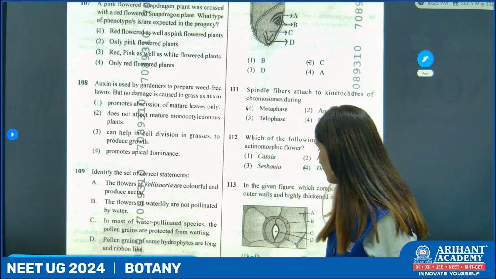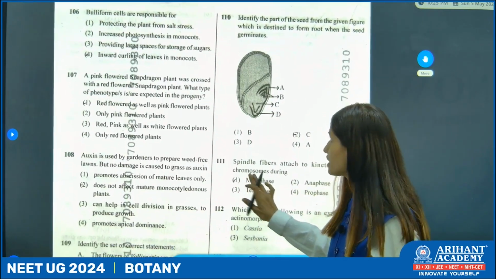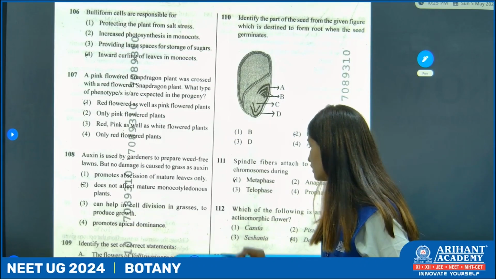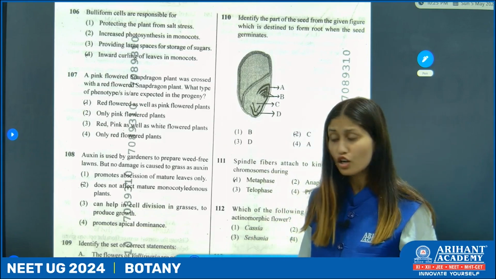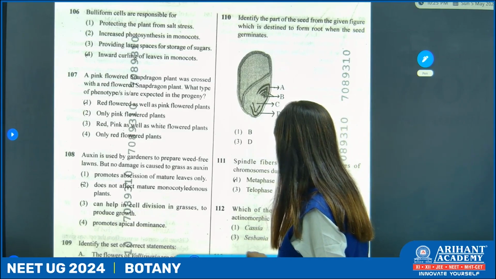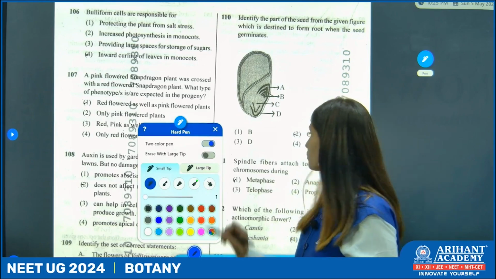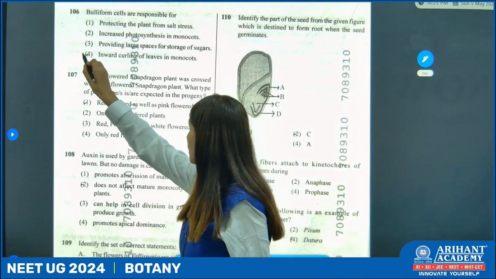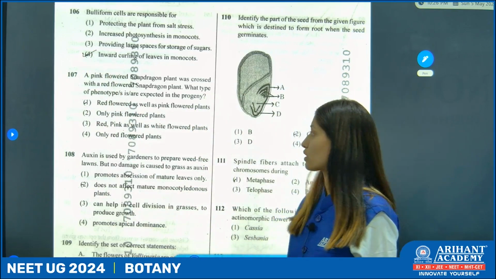Okay, 106, bulliform cells. We know bulliform cells are also called motor cells. Motor cells are a characteristic feature of grasses, that is monocots. Bulliform cells are responsible for the inward rolling of the leaves. So the answer for this would be option number 4, that is inward curling of the leaves in monocots. Let's see the next question.